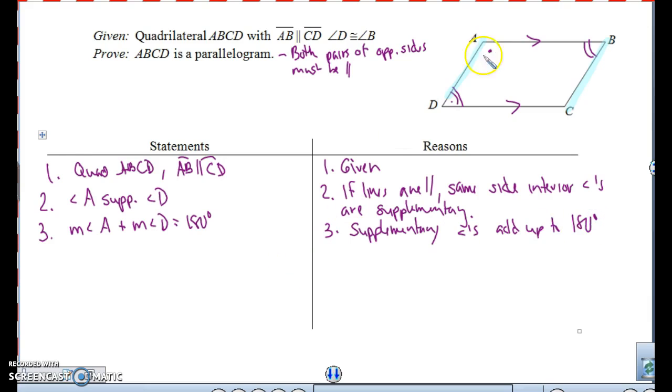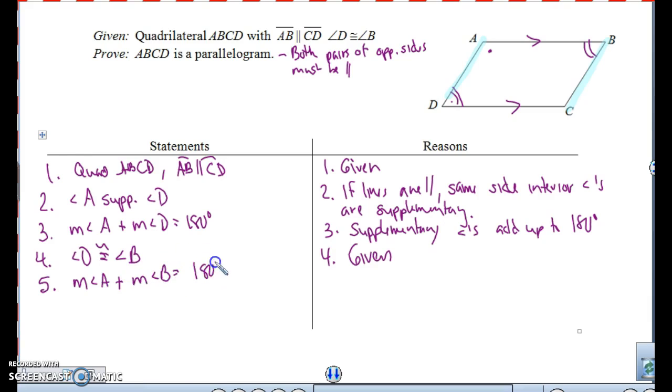Okay, so we know A plus D is 180. Now, we had another statement about angle D. We knew that angle D is congruent to angle B. That was given. Well, if A plus D is 180, what else could we say? If D is equal to B, couldn't we say that the measure of angle A plus the measure of angle B is equal to 180?